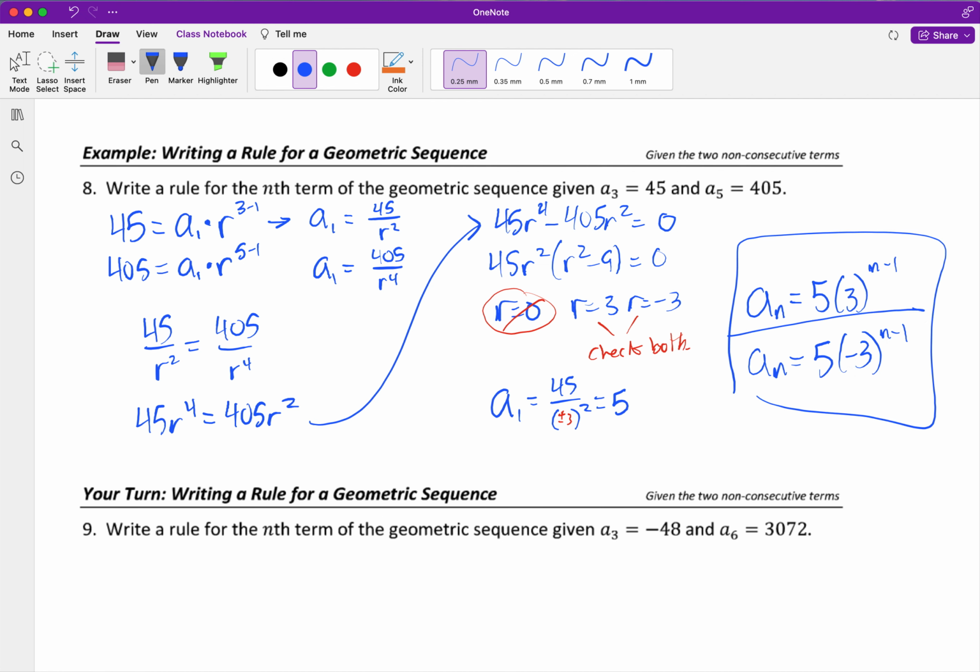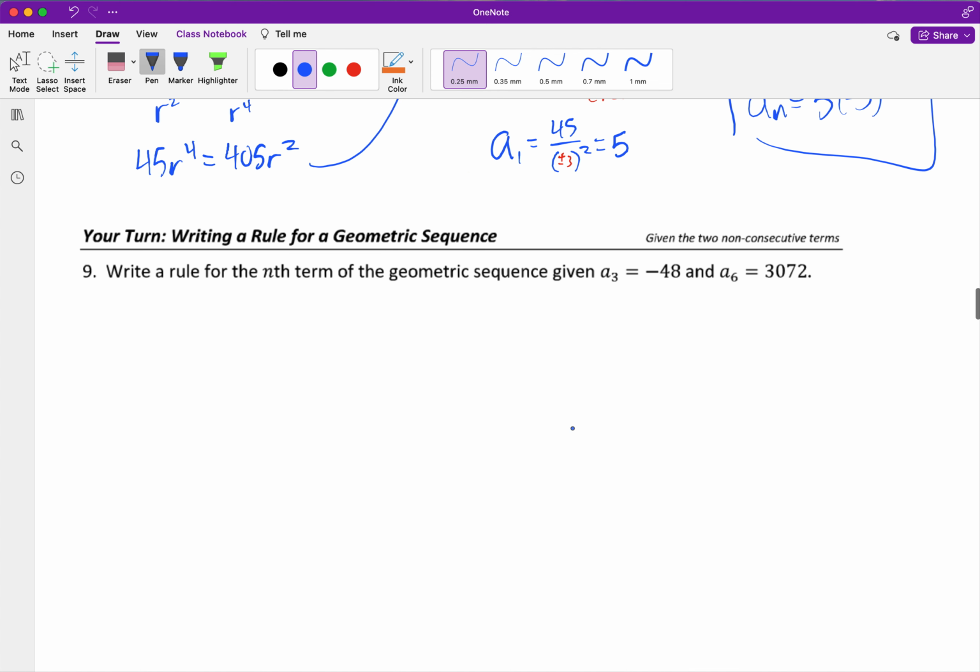Now, we're going to see why that check is more important in a second, but you should check that they both work. So you should actually plug in 3 for n and make sure that it gives you 45, and plug in 5 for n and make sure that it gives you 405. All right, so you should try your turn and see how this goes for you. And I'm going to work on it at the same time as you.